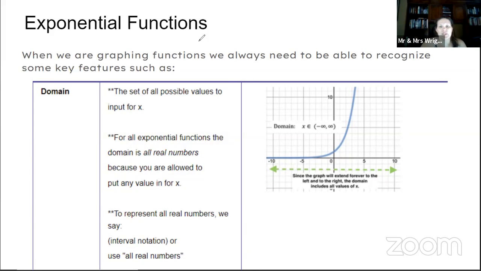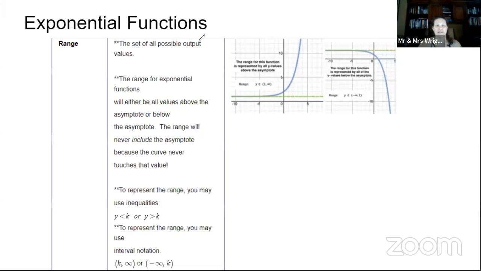All right, so if we know what the domain is, we should be able to find the range. The range is the next thing. Remember, domain, range, X, Y, input, output. So the range means all the output values, all the Y values. So let's look at this. The set of all possible output values. The range for exponential functions will either be all values above the asymptote or below the asymptote, and the range will never include the asymptote because the curve never actually touches that line.